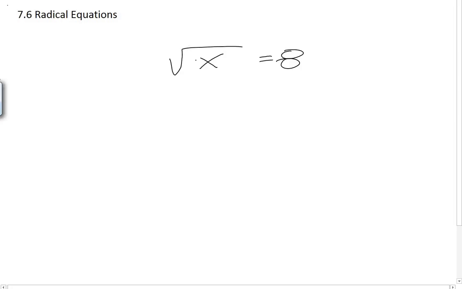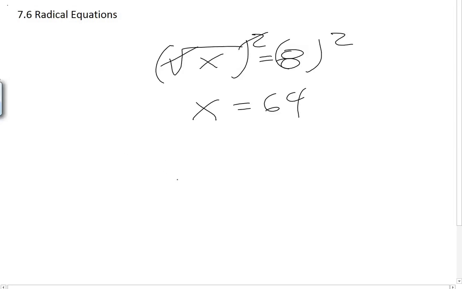Which maybe you could see right off the bat, but the idea is that I want to solve for the variable. I want to get the variable by itself, meaning I should undo whatever operations are happening to it. So if I have the square root of x equal to 8, then I can really just square both sides to get rid of the radical. The square root of x then squared gives me x by itself. The square root and the square cancel out. 8 squared gives me 64.